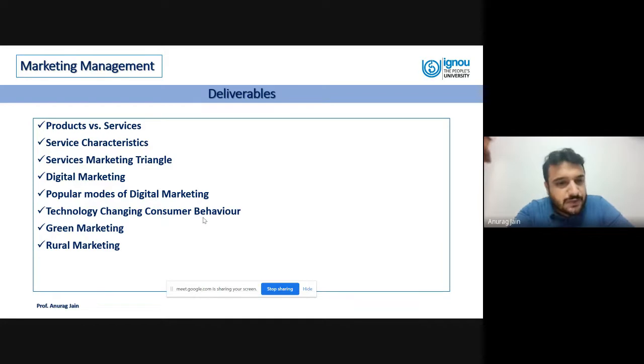There is a major shift which we are seeing in consumer behavior, in a sense that technology is nowadays playing its prominent role. So how is technology changing consumer behavior, and what are the things which we are seeing today which were not there previously, in terms of changes which are happening in the marketplace? On these lines, we are going to discuss how technology is playing its role in changing consumer behavior. Then we'll be talking about what green marketing is, and why green marketing is important.